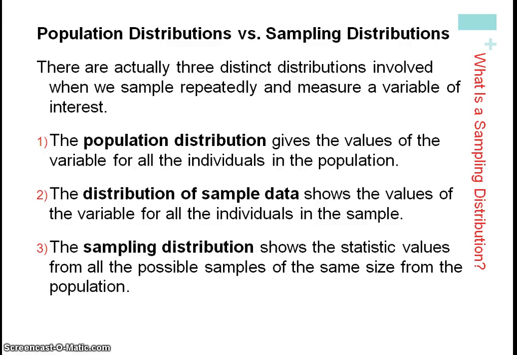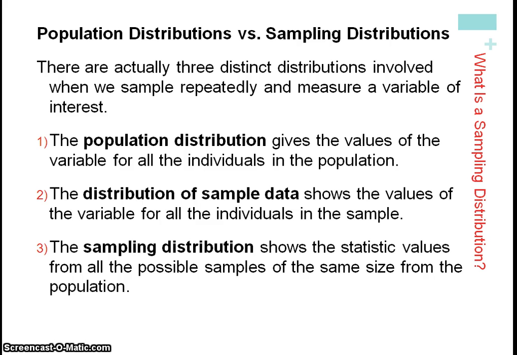There are actually 3 distinct distributions involved when we sample repeatedly, which usually we don't do, but we're talking about theory here. One, the population distribution gives the values of the variable for all the individuals in the population. And then the distribution of sample data shows the values of a variable for all the individuals in a sample. This one is really the smallest one. Basically, take a sample, look at what you've got. That's the distribution of a sample. But the sampling distribution is really probably the most overwhelming one. It shows the statistic values from all of the possible samples of the same size from the population. And there is a difference between all these three.